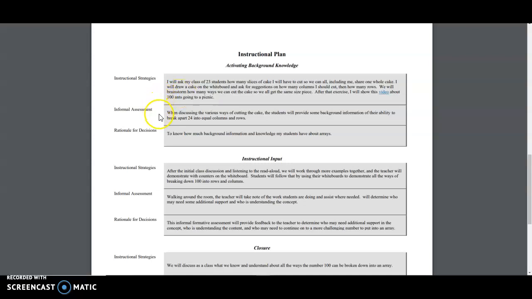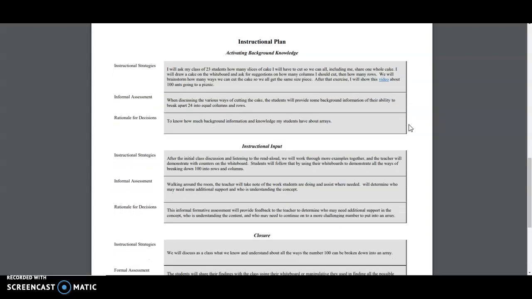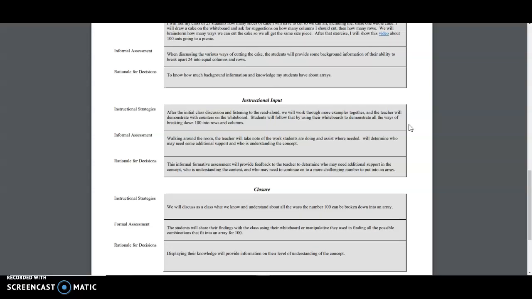So in our informal assessment, when discussing the various ways of cutting the cake, the students will provide some background information of their ability to break apart 24 into equal columns and rows. And the rationale for that is to know how much background information and knowledge my students have about arrays.